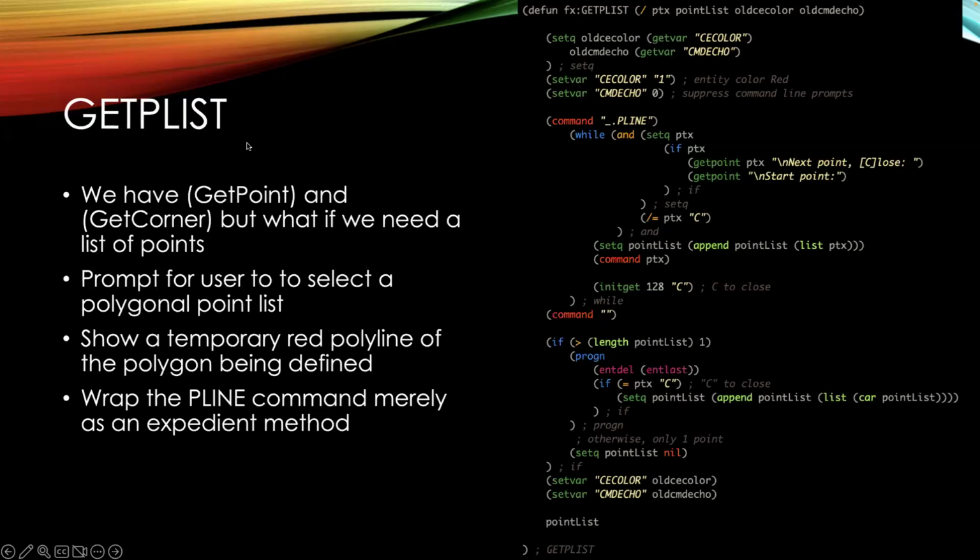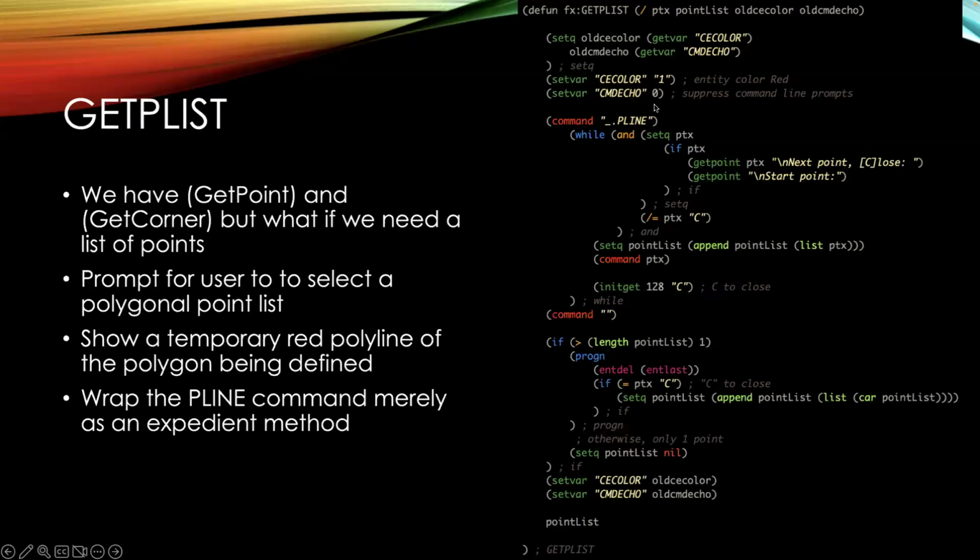Of course, it's fun to call it get plist, but it's technically getplist. So I want a prompt for the user to select a polygonal point list. It could even be just a path, but it's notionally a list of points that will be used to create a polyline or to maybe feed to the zoom command or something like that. I just simply need a list of points from the user. While I'm prompting for that list of points, it would be nice to see what they entered. So I want to see a temporary red notional polyline list while they're clicking. So why don't we just literally wrap the polyline command as a way to do that?